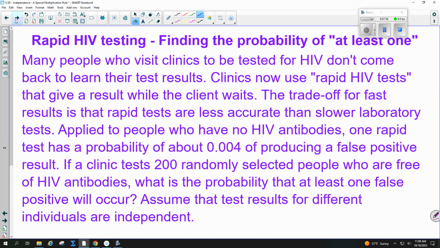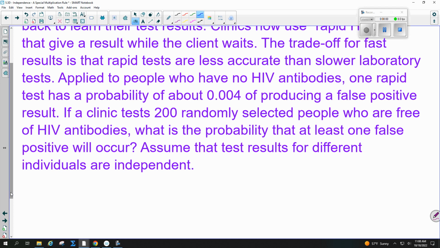All right, so here's one where they're not giving you the part A. You have to be able to do at least 1. All right, so rapid HIV testing. Many people who visit clinics to be tested for HIV don't come back to learn their test results. Seems strange. Clinics now use rapid HIV tests that give a result while the client waits. The trade-off for fast results is that rapid tests are less accurate than slower laboratory tests. So applied to people who have no HIV antibodies, they do not have HIV, one rapid test has a probability of 0.004 of producing a false positive. So they are going to tell them that they have HIV when they don't. All right, that's the chances.